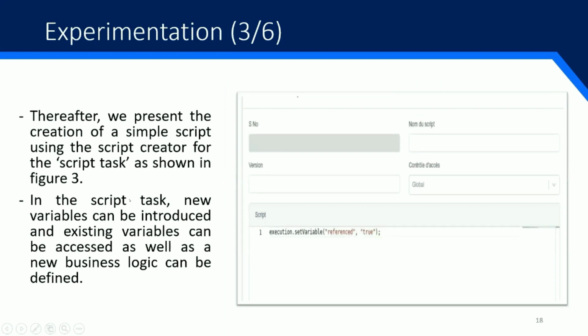So thereafter, we present the creation of a simple script using the script creator for the script task as shown in this figure. In the script task, new variables can be introduced. In this case, we have identified the new variable called reference set that takes as value true. We can also get variables by using execution get variable, by accessing the variables in the forms using the identification that we have set, which is the code of the form, followed by a dot and the key of the field. And we can also add new business logic here.